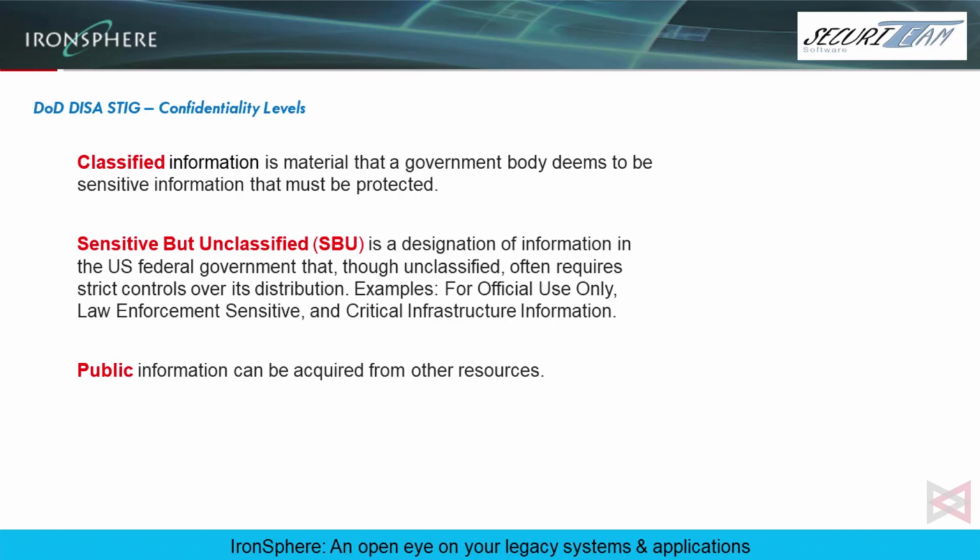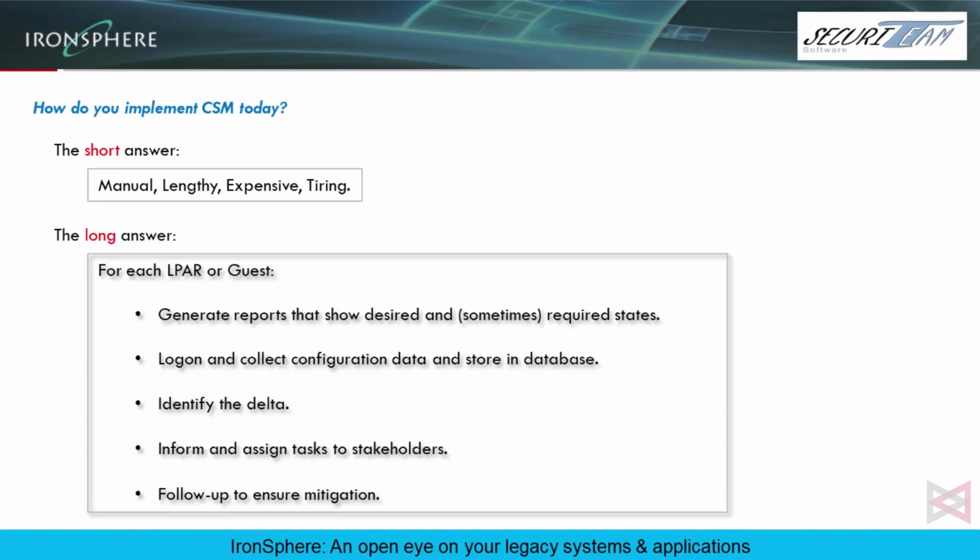The combination of confidentiality and assurance levels creates 9 different levels. When using the STIG framework, you need to define the organization's confidentiality level and align it with the assurance levels related to it. So how do we implement CSM today? Usually you don't.